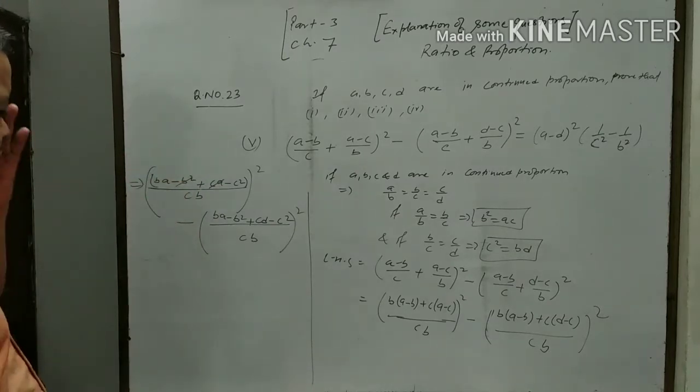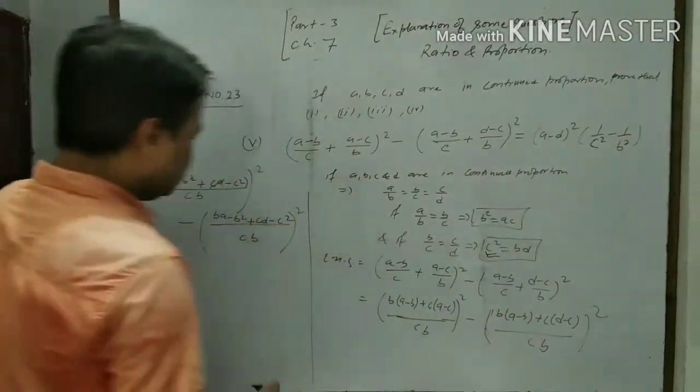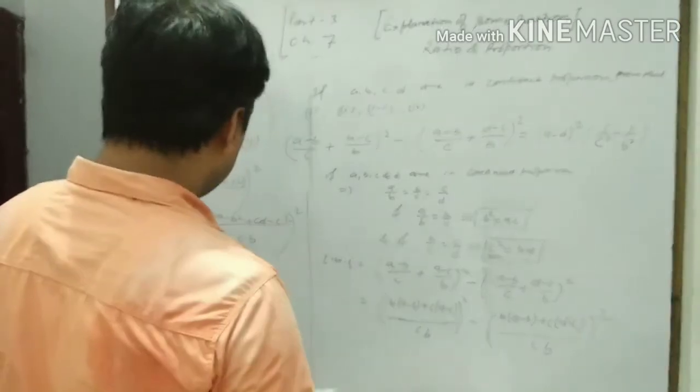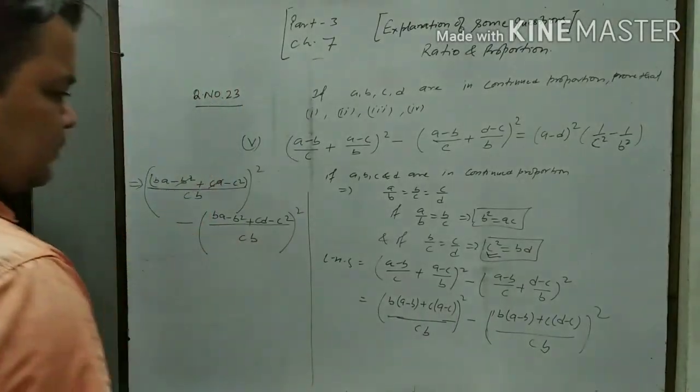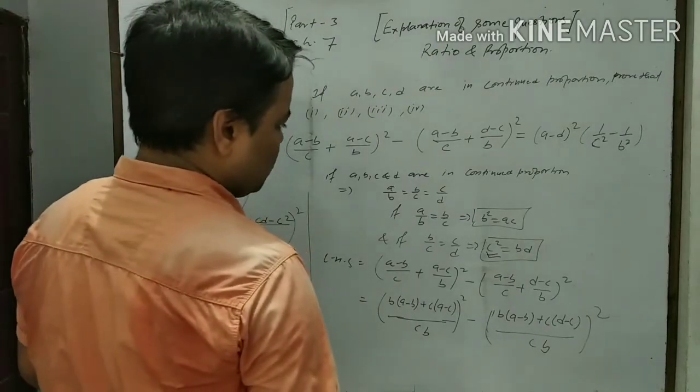Similarly, we know that C square is equal to what? That is BD. C square is equal to BD.